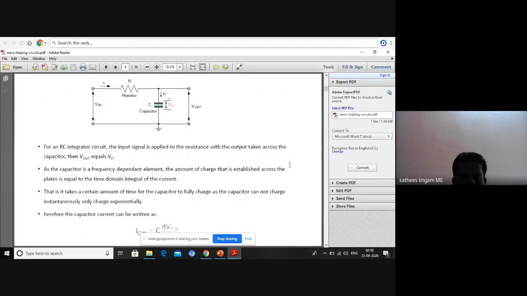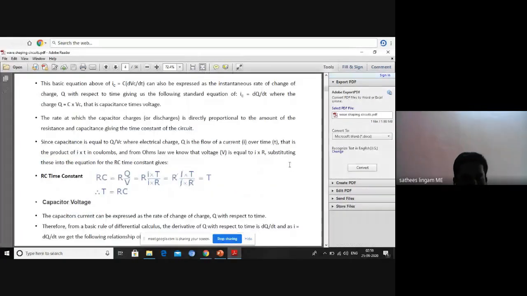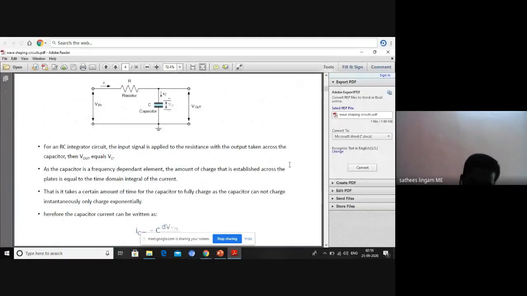See here, this is the thing. We are using an RC integrator circuit. There the input signal is applied to the resistance with the output taken across the capacitor, so Vout equals VC. It acts as a wave shaping circuit because of the storage element connected on the output side, as we take the output across the capacitor. According to the charging and discharging effect, the shape of the input signal is getting changed.